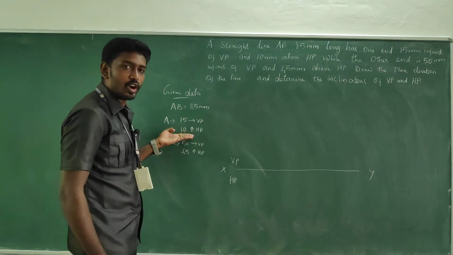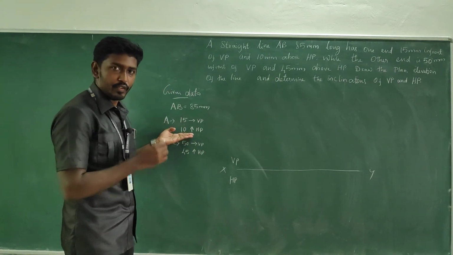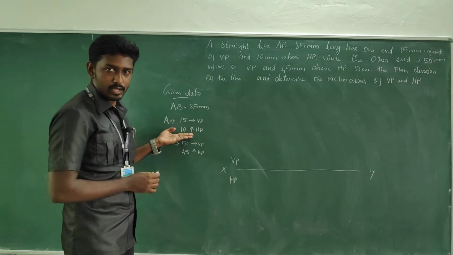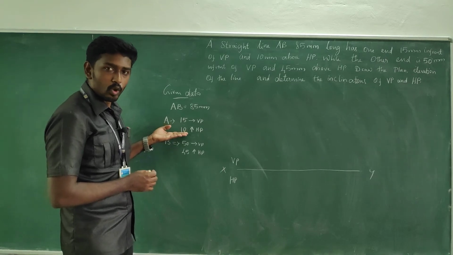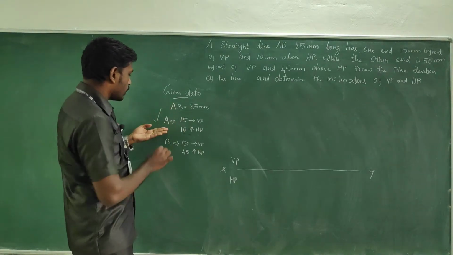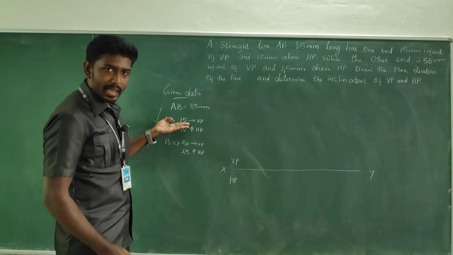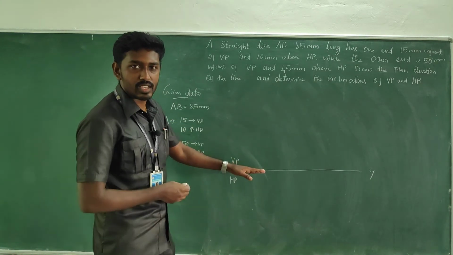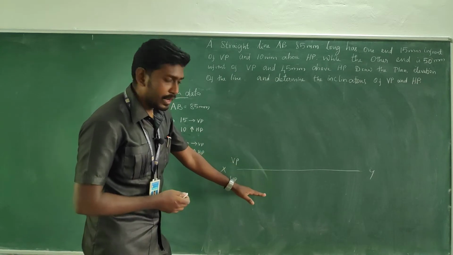Always start with the locus. If you find all the 4 loci, your projection will be very easy. So just go with the locus first. What about the locus of A? It is 15 mm in front, right? 15 mm in front, as far as the first angle is concerned, is captured below the reference line.